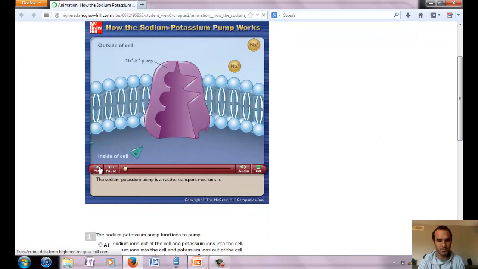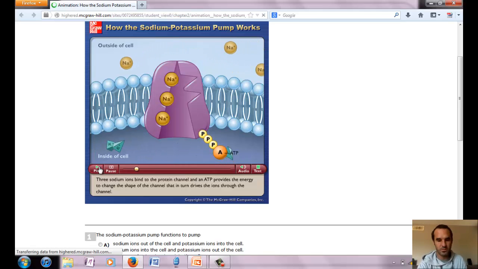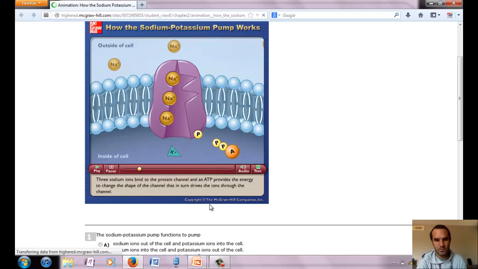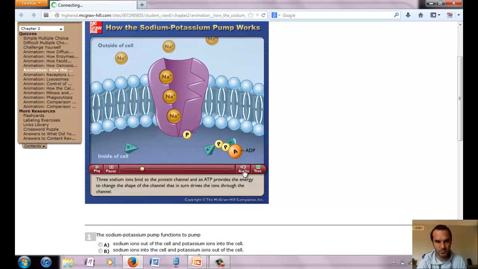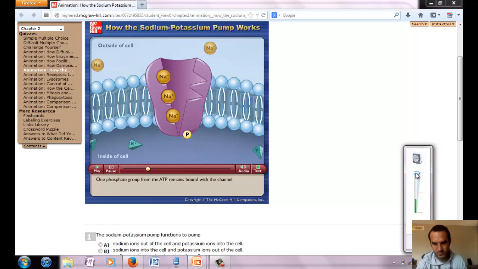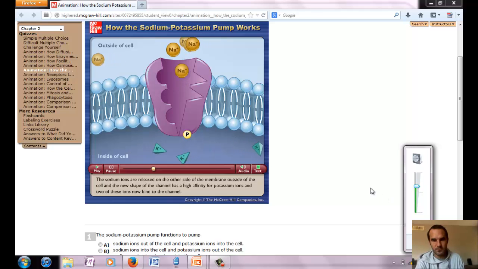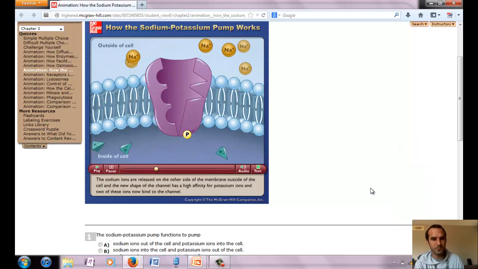The sodium-potassium pump is an active transport mechanism. Three sodium ions bind to the protein channel, and an ATP provides the energy to change the shape of the channel that in turn drives the ion channel. One phosphate group from the ATP remains bound with the channel. The sodium ions are released on the other side of the membrane outside of the cell, and the new shape of the channel has a high affinity for potassium ions, and 2 of these ions now bind to the channel.